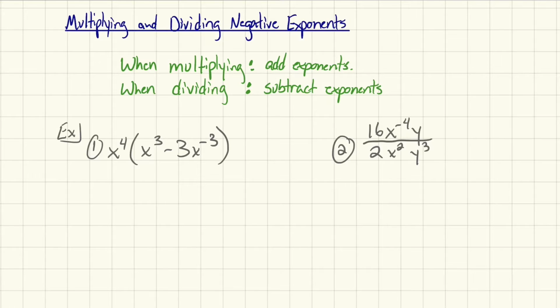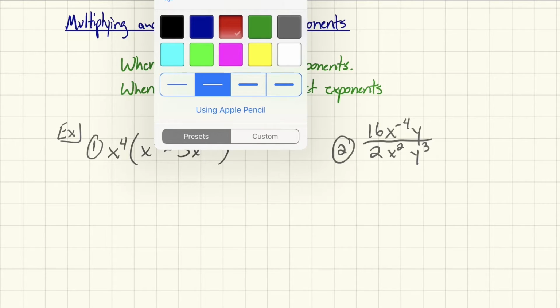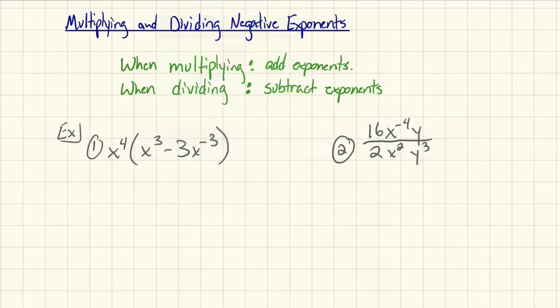Our first example here is dealing with multiplication. So we have x to the fourth times everything in parentheses, which is x to the third minus 3x to the negative third. Now, we have a lot going on here, but we can handle it as long as we just take things one step at a time. So the first thing that we're going to look at is doing our distributive property, and that's going to be x to the fourth times x to the third.